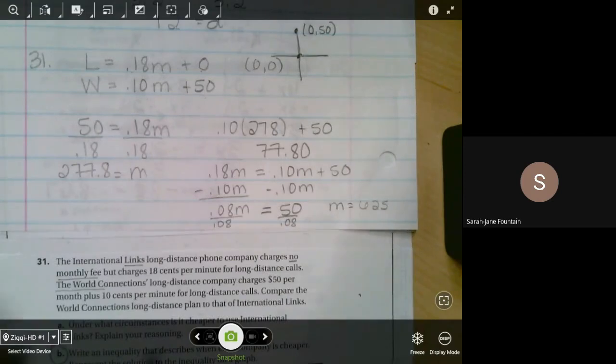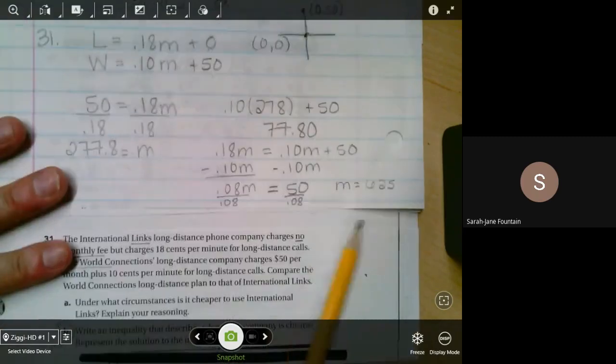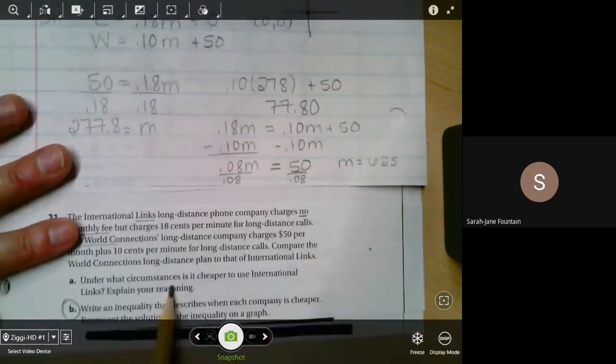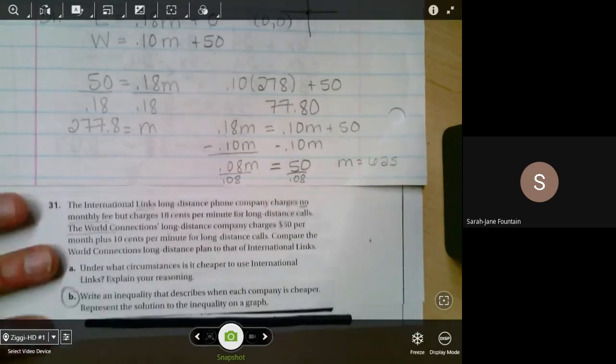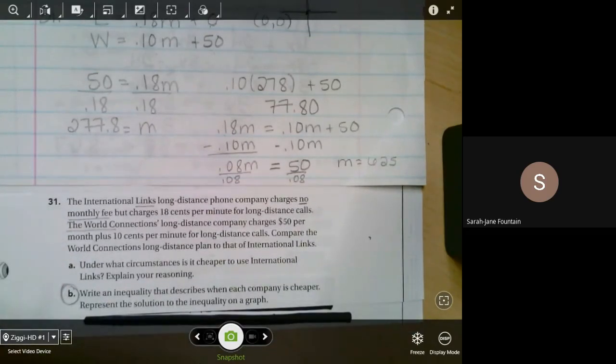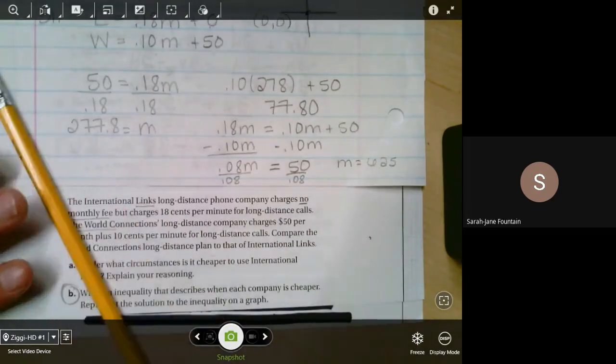So under what circumstance is it cheaper to use International Links? Explain your reasoning. I just did the problem for you. You can solve that one by yourself. Write an inequality that describes when each company is cheaper. Represent the solution and the inequality on a graph. I'm not going to make you draw a graph, but you do have to write an inequality. And if you need to look up what an inequality is, go ahead and look it up.